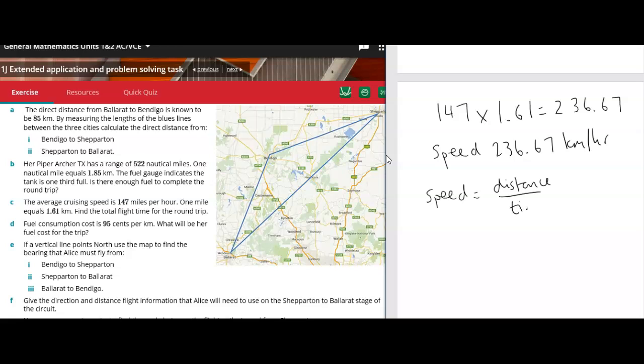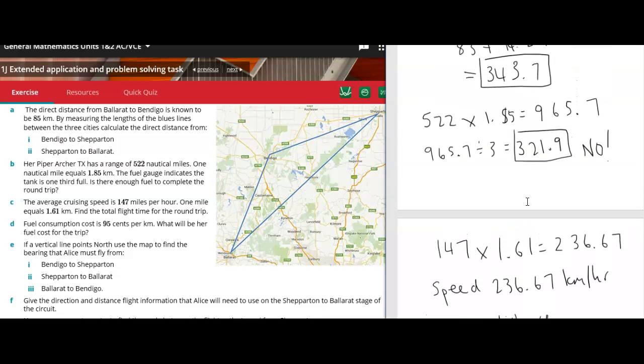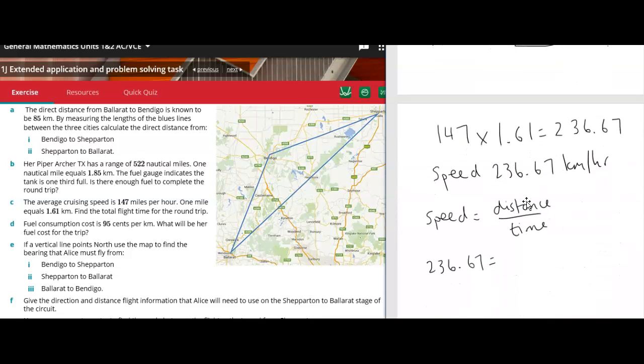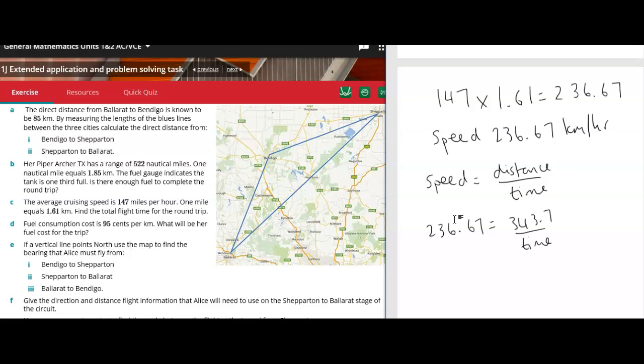So it's kind of like your speed is 236.67 kilometers per hour. So our speed is 236.67. The distance, which we did before, is 343.7. And then over time. So time is what we need to work out. So we're solving for time. So we can just switch these. So time is equal to 343.7 over 236.67.